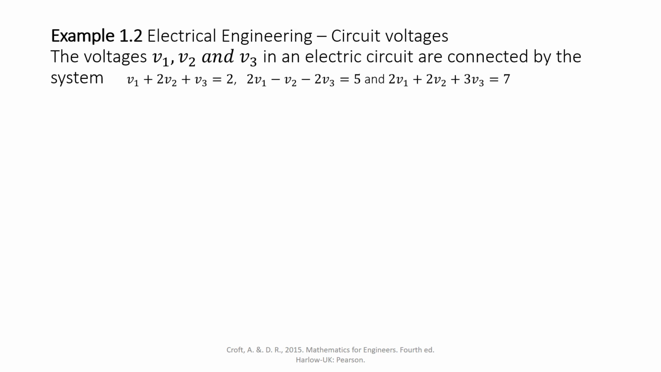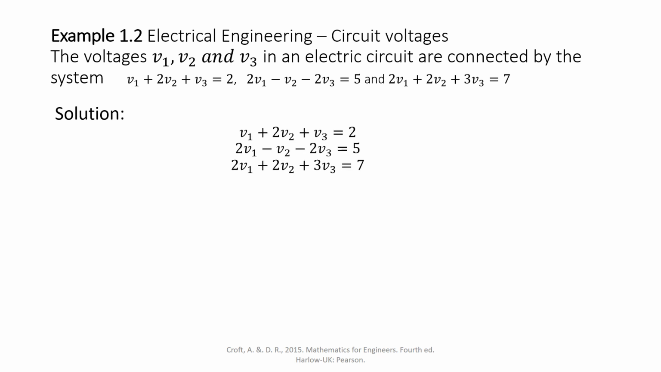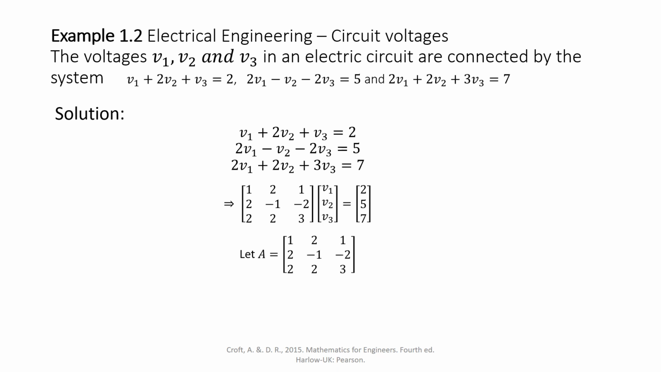Let's do an example. I'm taking this example from your book, again electrical engineering, regarding circuit voltages. This time voltages, not currents. So we got 3 equations. First of all, matrix form. After matrix form, A is important, and now here I will tell you how to find the determinant.